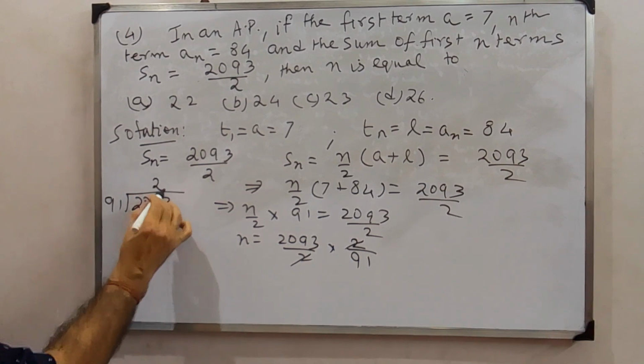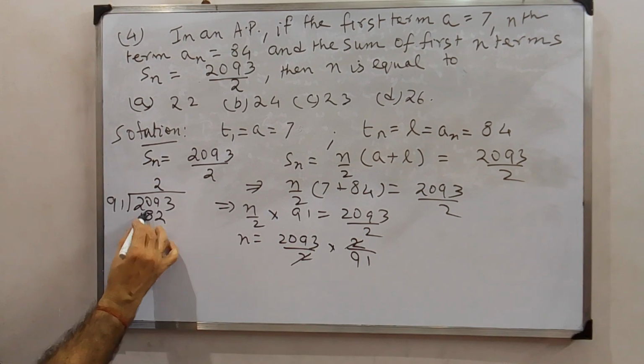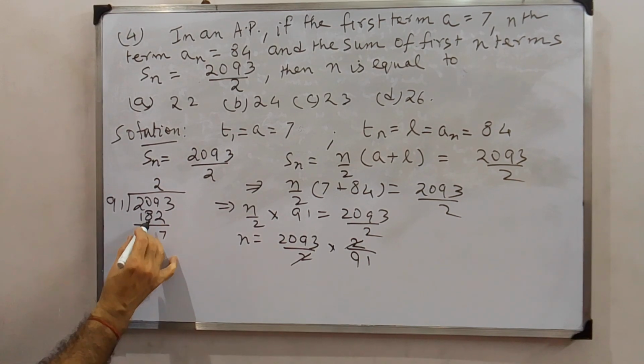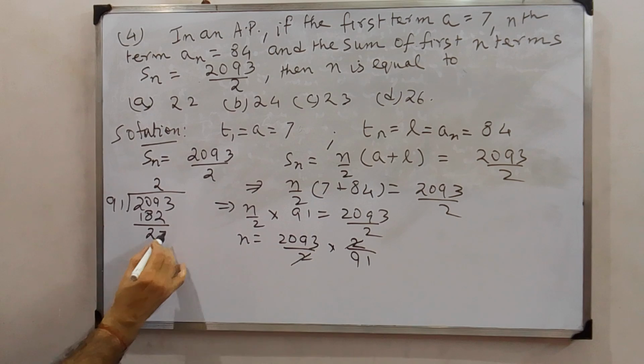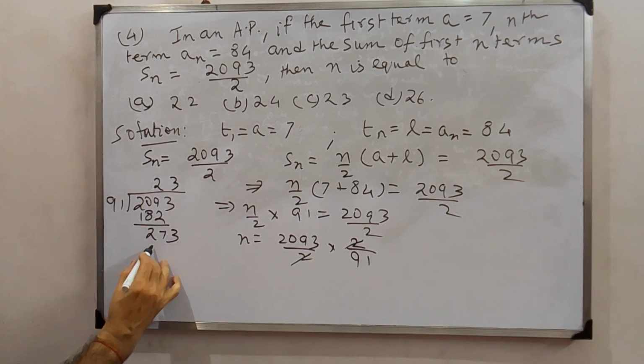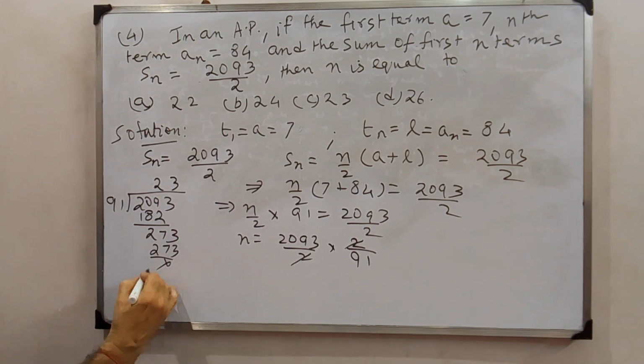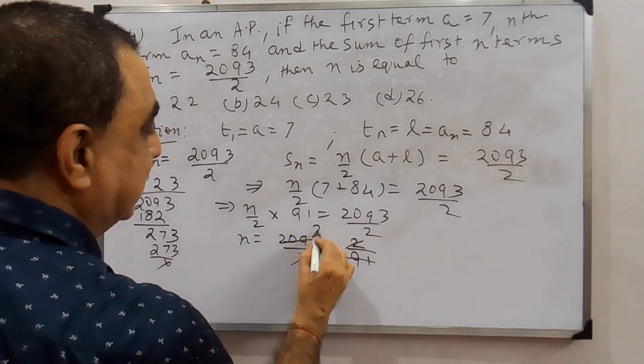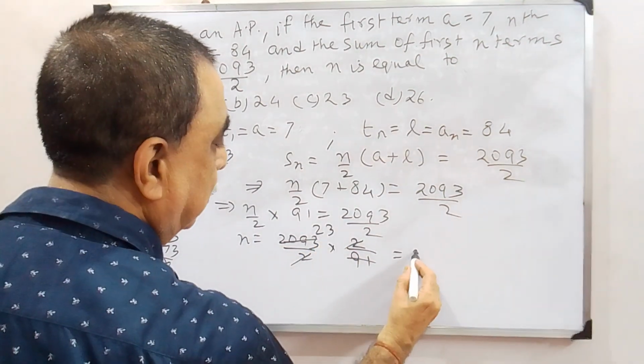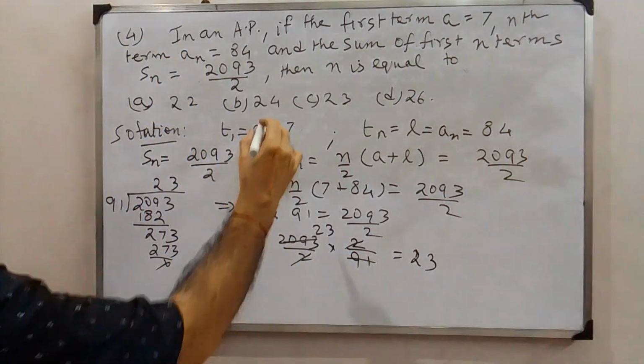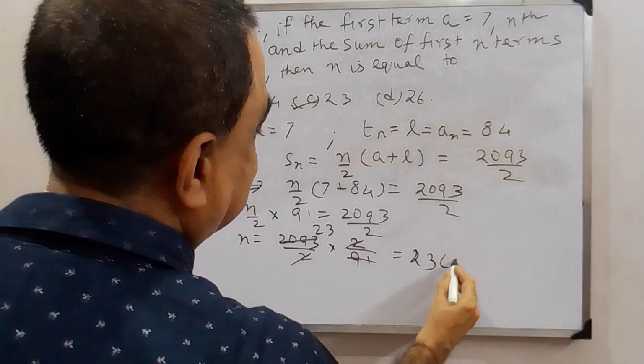So this goes 2 times, 182. Subtract. This is 7 and this is 2, 3. This goes 3 times. 273 cancels out. So this is 23. So the n value is 23. So choice C is correct.